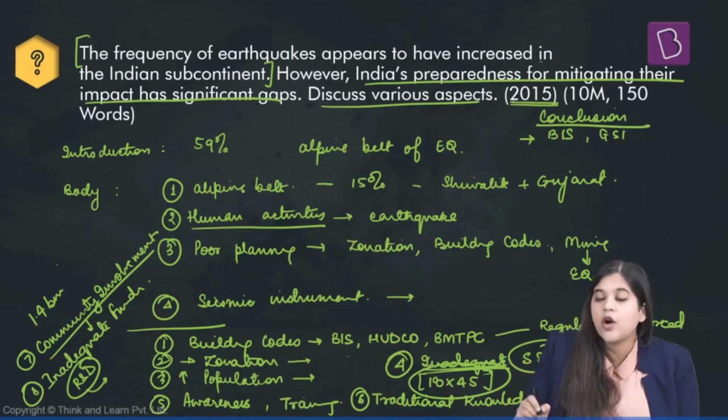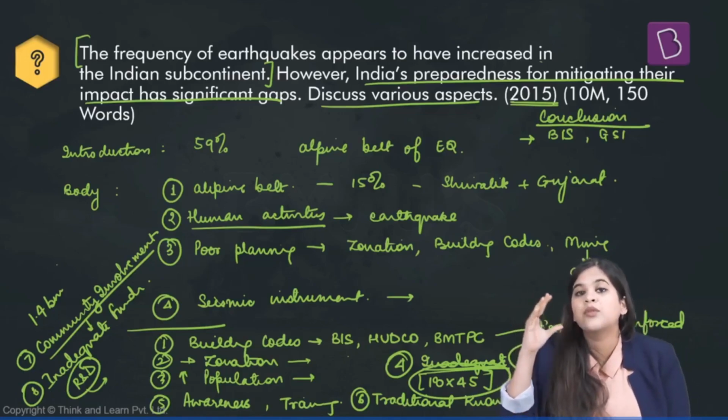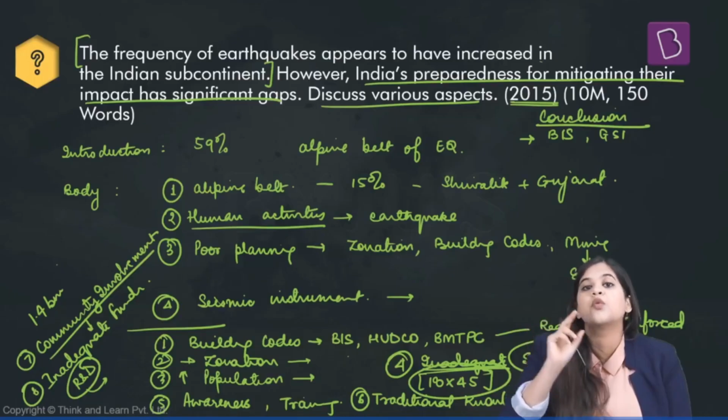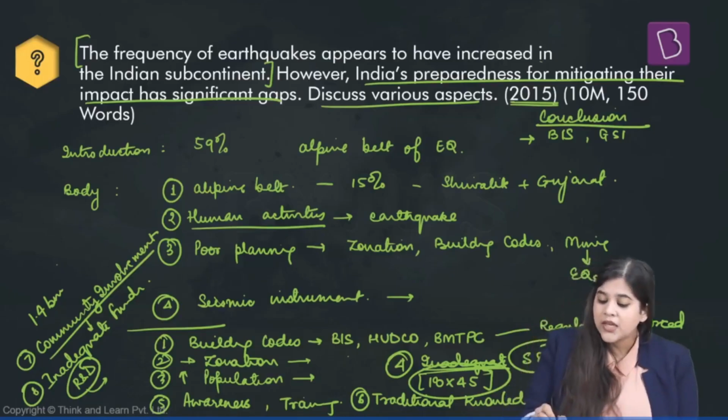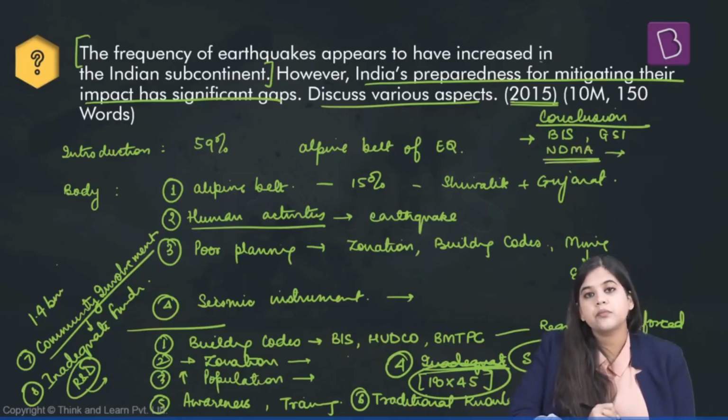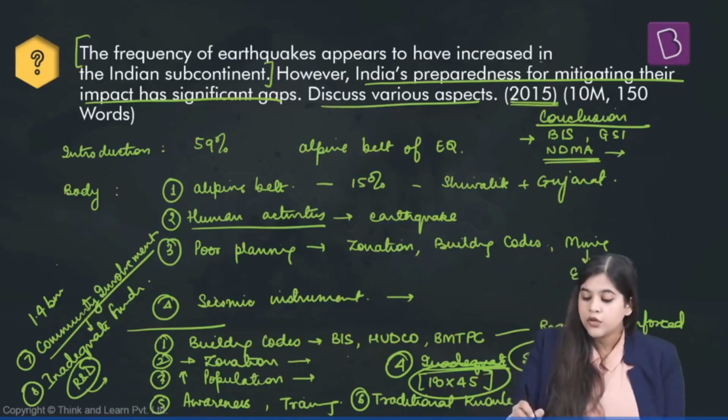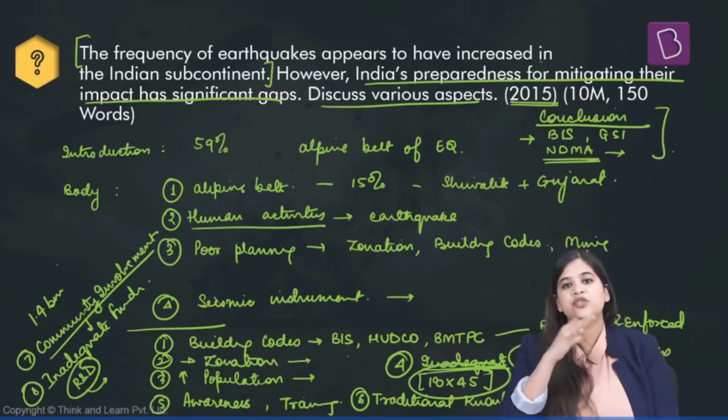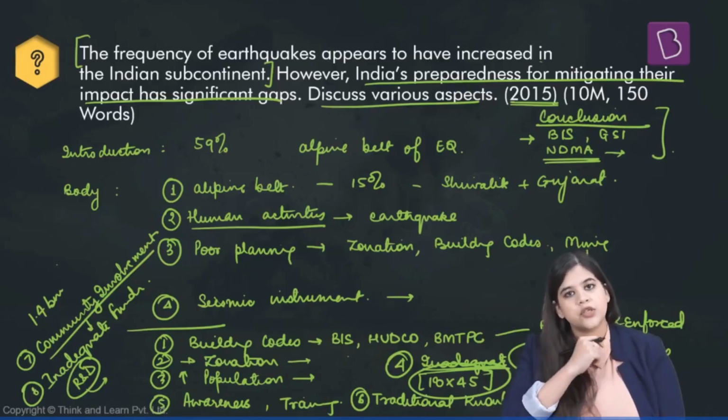The Geological Survey of India has already mapped the risk faced by cities with more than 5 lakh population. Then NDMA also has multiple awareness generation and training programs for the various stakeholders. So in the conclusion, you can mention this and end your answer on a positive note.